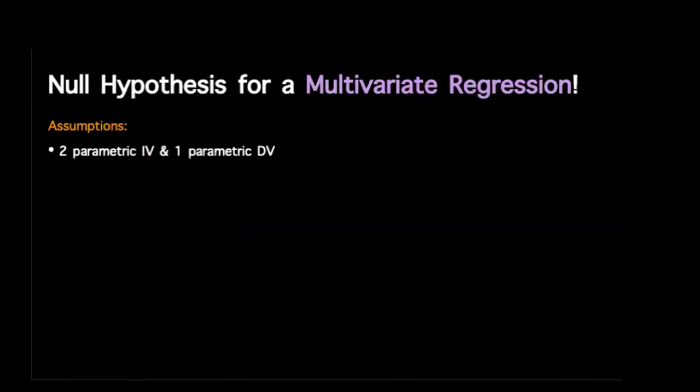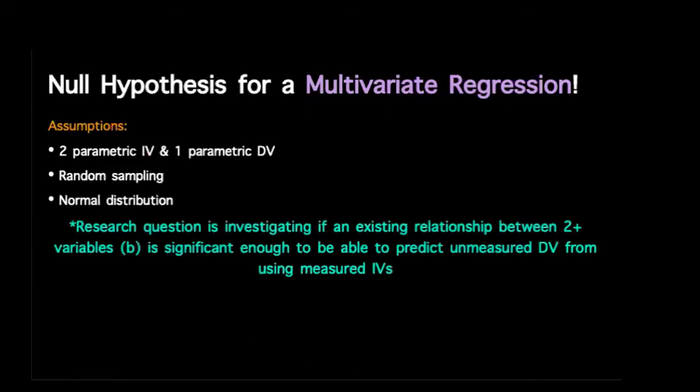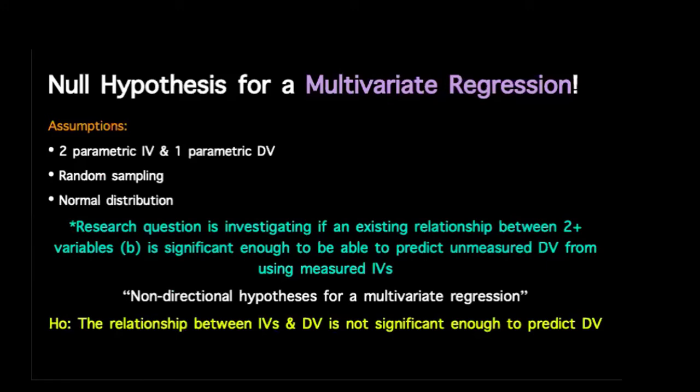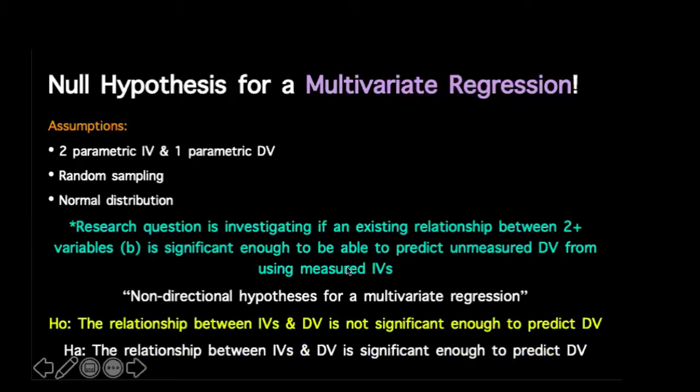When we look at our null hypothesis for our multivariate regression, same assumptions, okay? Random sampling and normal distribution are base assumptions that go with every test we run. But we're primarily looking at relationships between two or more variables, which is going to be all of our b values. Are those b values significant enough to predict a dependent variable? That's the base of what we're looking at. So the null hypotheses generally are going to be the same as a bivariate regression, because we technically are testing one b variable at a time.